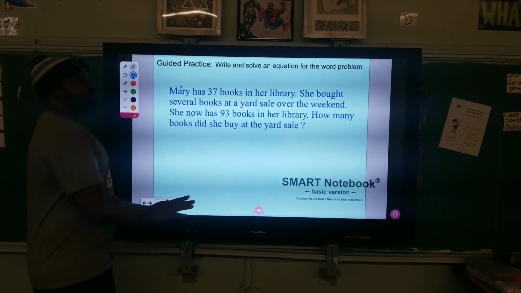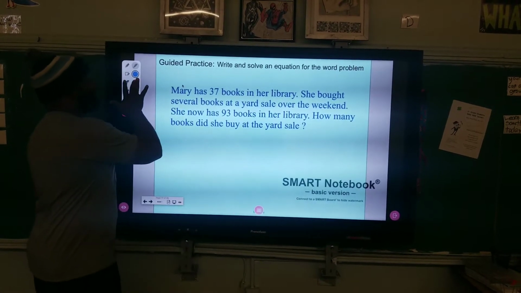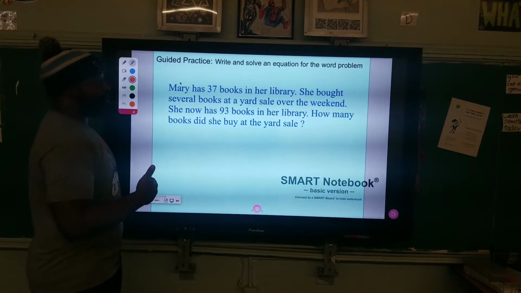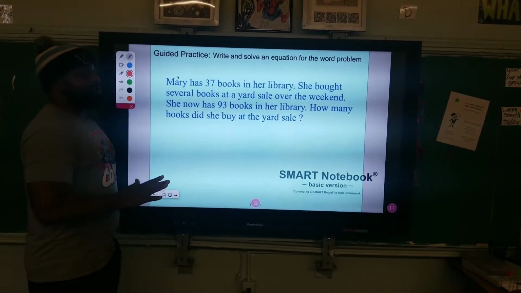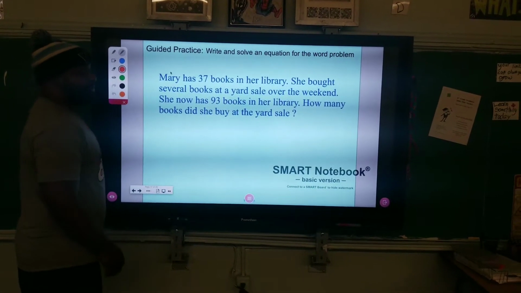There is no notes for today. Instead, it's going to be a lot more of us understanding stuff. So, the first thing we should do when we have any word problem is we should underline what's important. So let's read the problem together.